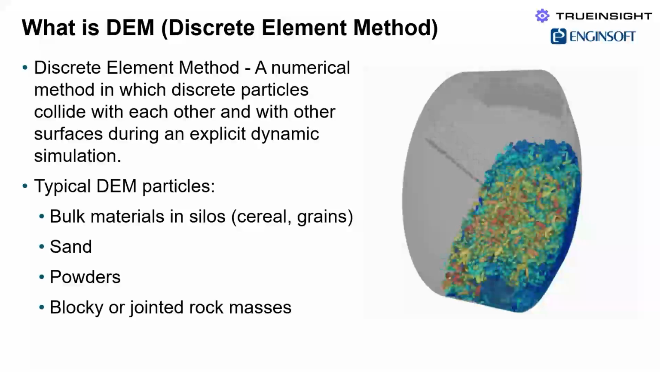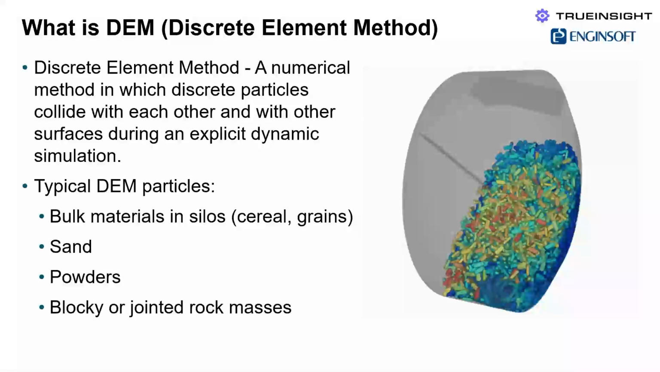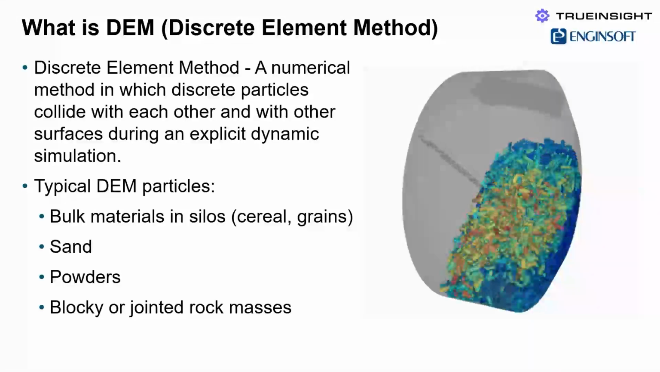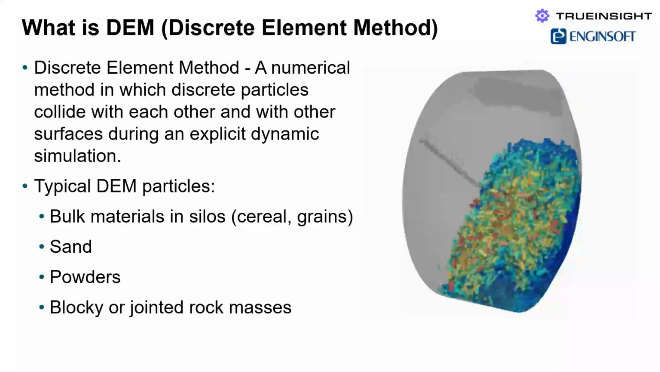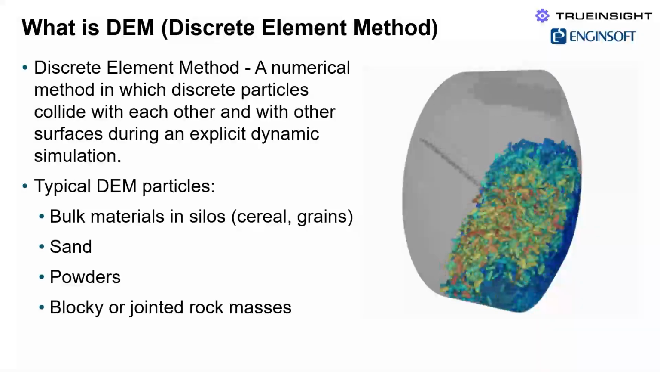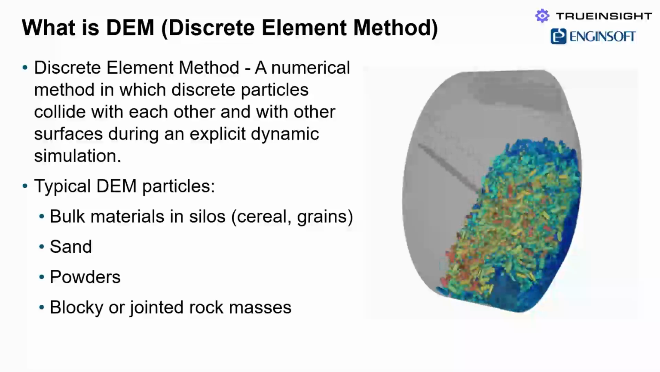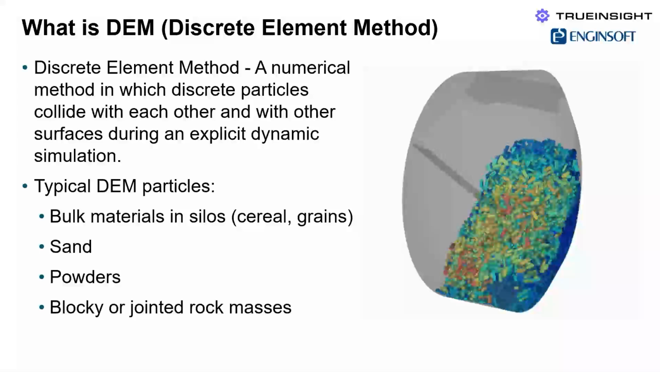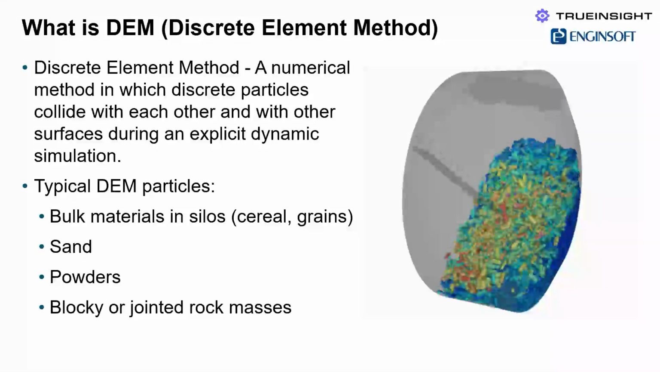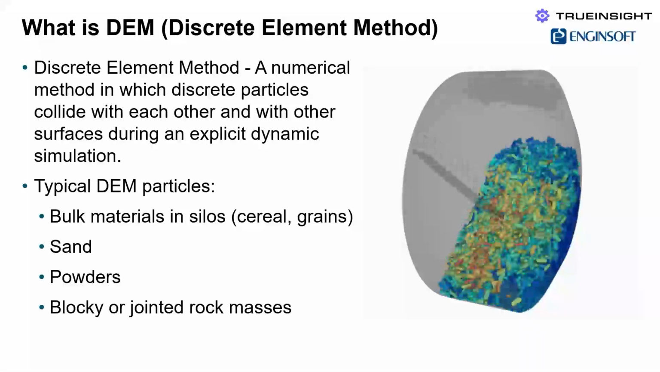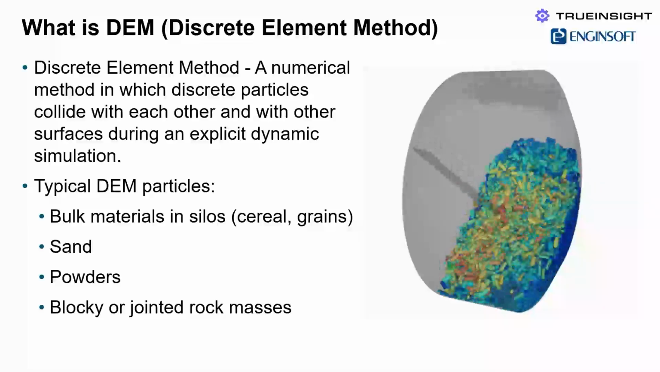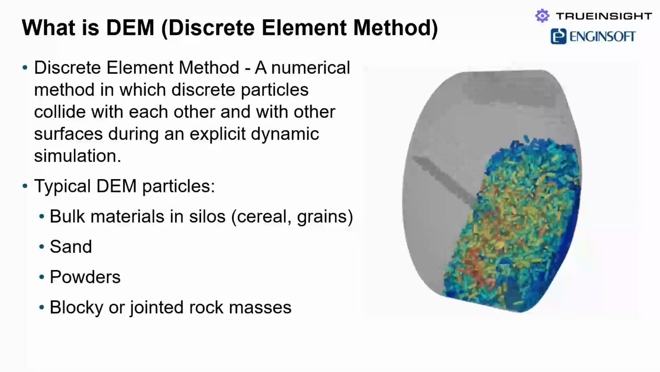I think a good application for looking at powders often has to do with evaluating the mixing of different powder streams that are being combined. And then finally, we have these blocky or jointed rock masses, so they might be quite irregular in shape. With all these different types of particles, we really need to look at non-spherical geometry interacting with maybe millions of other particles with the same type of irregularities.